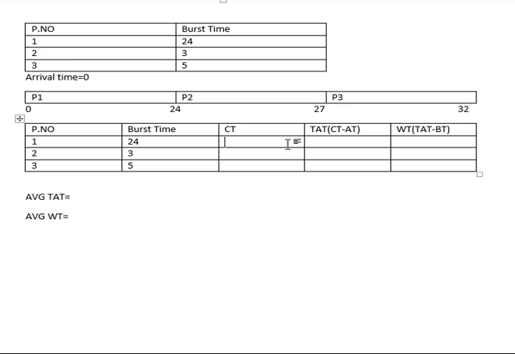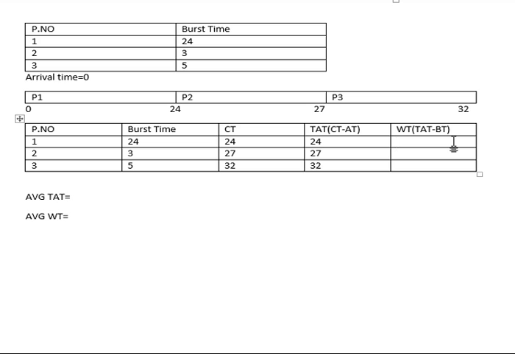So you can directly see here, completion time for P1 is 24, completion time for P2 is 27, completion time for P3 is 32. Next you have your turnaround time, that's CT minus AT. Now since there is no AT column, that is arrival time column here, we know it's 0. So whatever your completion time is will be the same as your turnaround time, or vice versa. So it is 24, 27. I'll just copy the same values here because it's the same, 32.